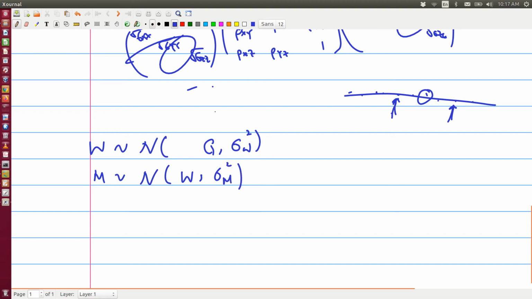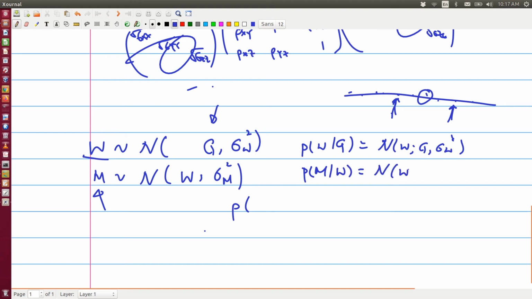Now we are given the prior here, pi, and given the measurement there, and we want to find the estimate for W. In that case, you have P. Maybe I should write P of W given pi is equal to N(W; pi, sigma W square), and then we have P of M given W is equal to N(M; W, sigma M square), okay?